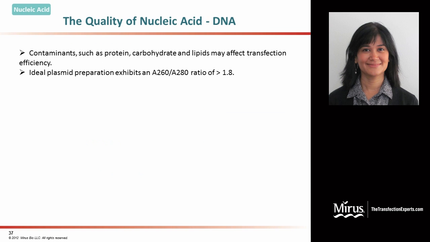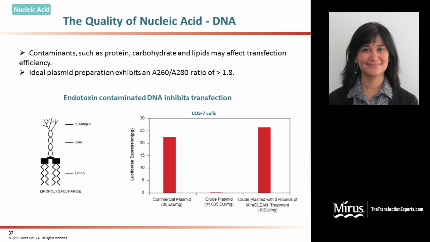transfected. The most important attribute of the transfected nucleic acid is the level of its purity. For example, in the case of DNA transfection, it is critical that contaminants such as protein, carbohydrate, and lipids should not be present in the DNA prep as they may affect transfection efficiency. Most maxi prep kits that we use for DNA preparation in the labs do account for this purity level. We should also make sure that the ideal plasmid preparation exhibits an absorbance ratio of 260 by 280 of greater than 1.8 and ideally lower than 2. Like I mentioned, most maxi prep kits allow us to get relatively pure levels of DNA.